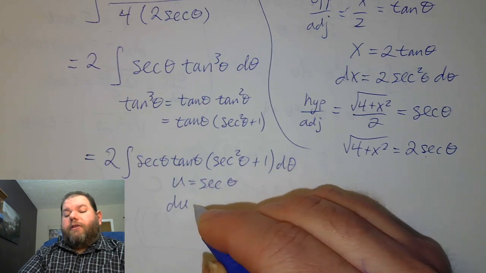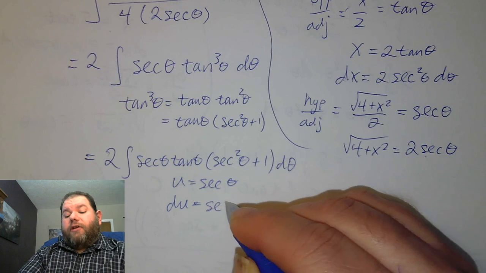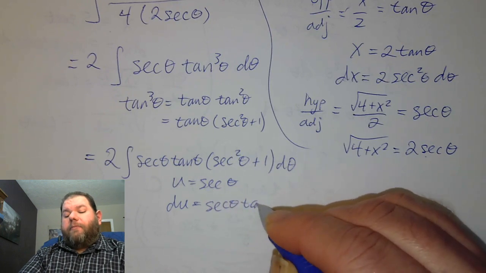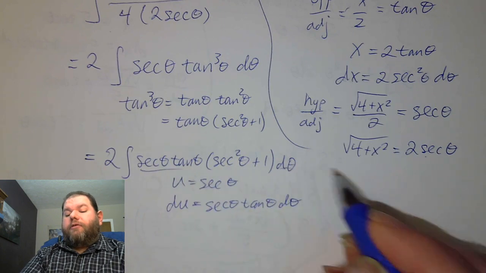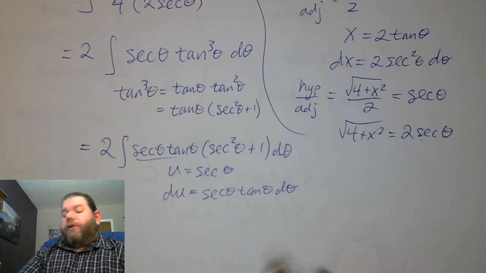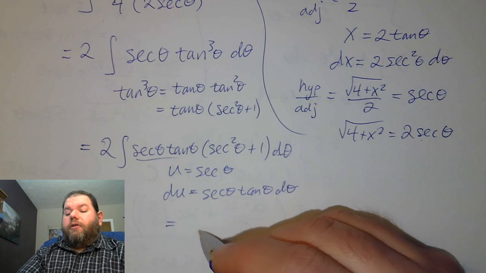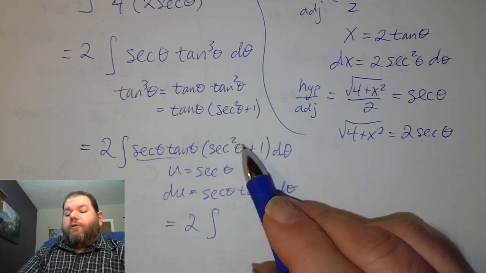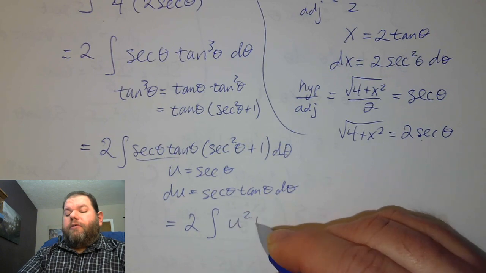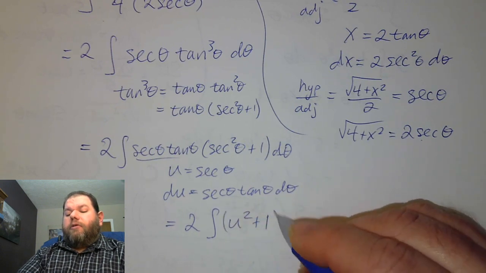Now, this will be our du, and u will be our secant theta. Du will be our secant theta times tangent theta, which is right here. And so we end up with 2 times the integral of u squared plus 1 du.